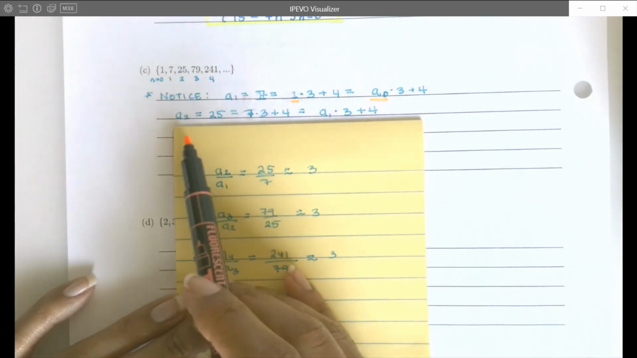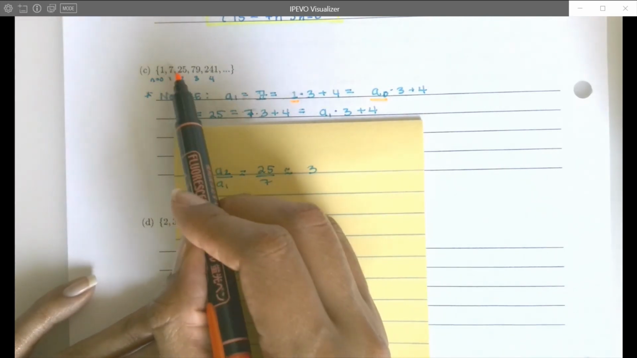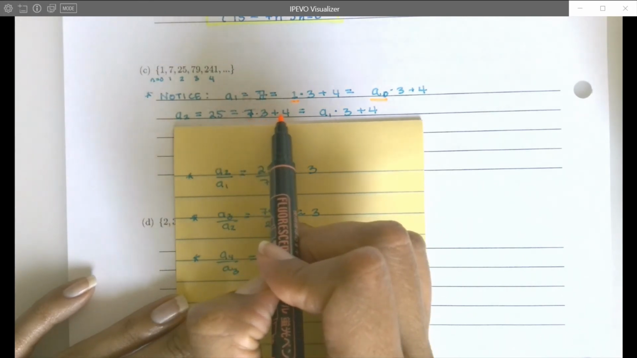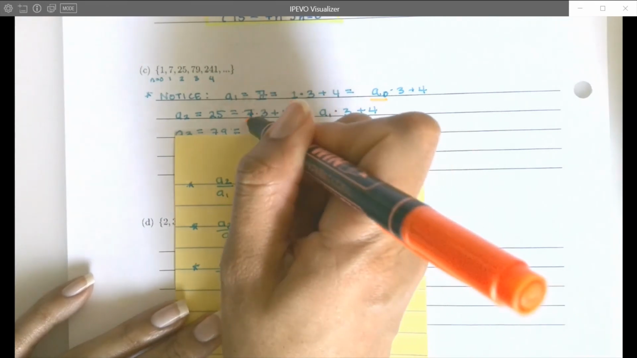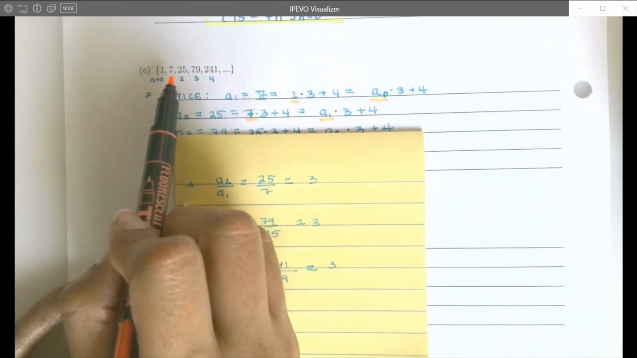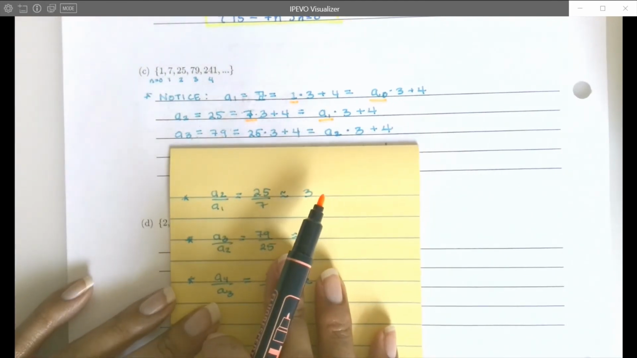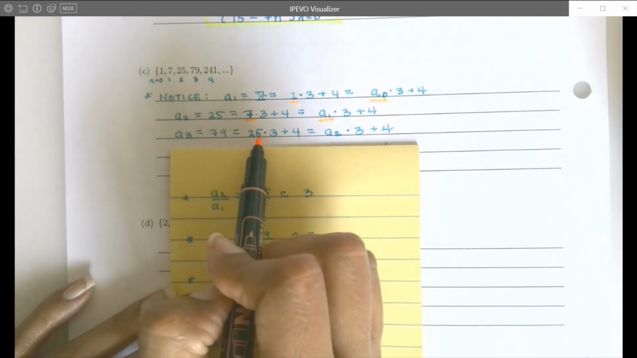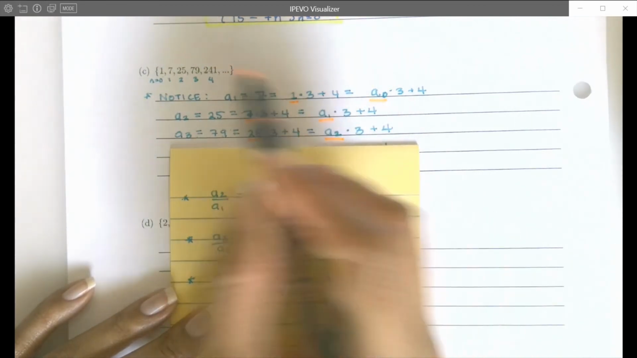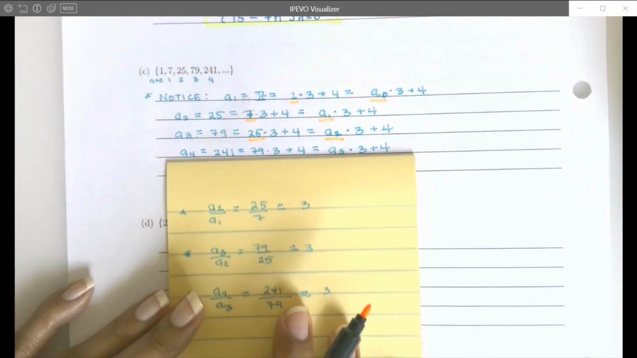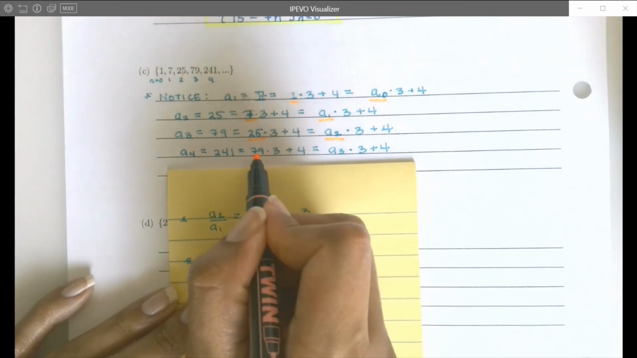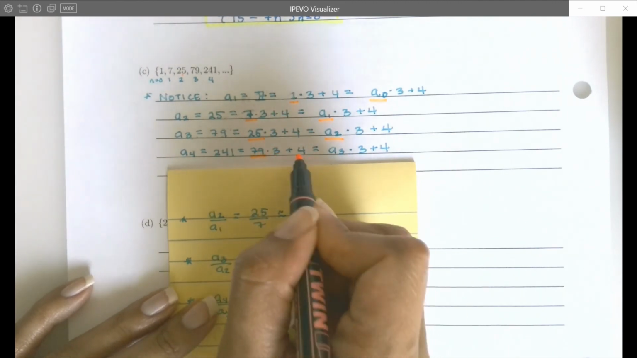If I take a look at A2, which is 25, that's the product of 7 times 3 plus 4, where 7 is A1, the first term A1. If I take a look at A3, which is 79, that's the product of 25 times 3 plus 4, and 25 is A2. And finally, if I take a look at A4, which is the 241, that's the product of 79 times 3 plus 4.